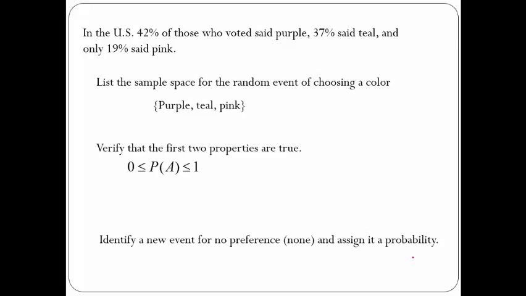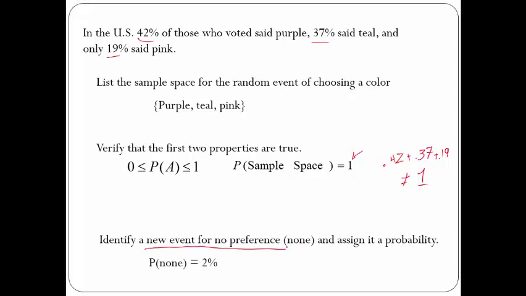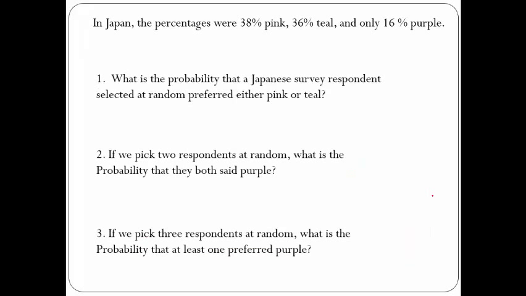Well, the probability of each of these events is, in fact, between 0 and 1, right? 0.42, 0.37, 0.19. But does the whole sample space add up to be 1? So 0.42 plus 0.37 plus 0.19. That actually does not equal 1, which tells us that there's some other event for no preference. Right? These 3 things actually add up to be 0.98, which means 2% of people said none.